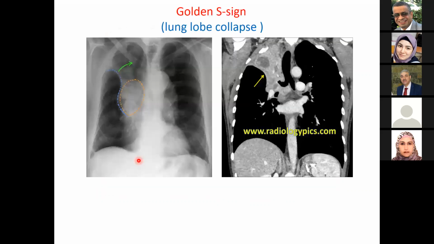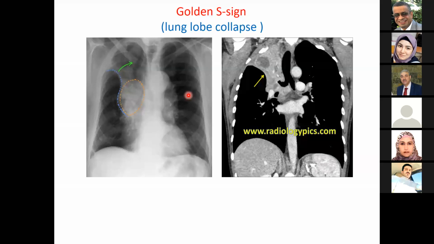This X-ray view and coronal CT scan of a patient with right upper lobe bronchus obstruction show lung lobe collapse with the transverse fissure pulled up. This is called the Golden S sign. If the obstruction occurs in the left upper lobe bronchus, this is called the Luftsichel sign. This is also seen on coronal CT scan.